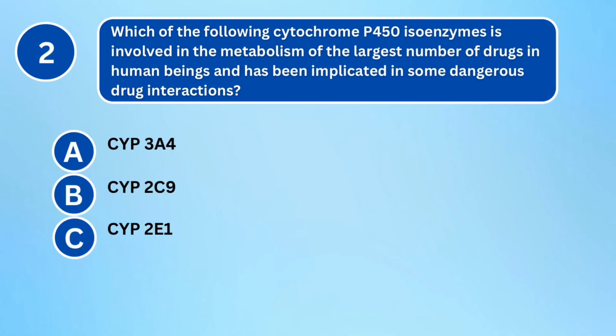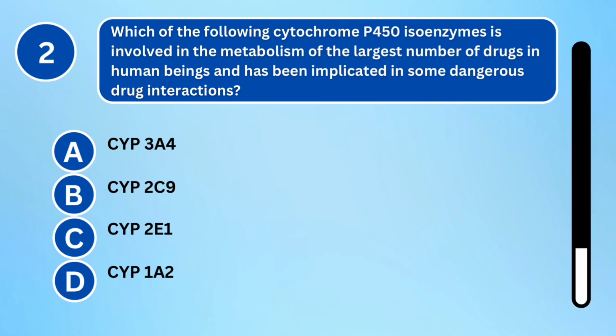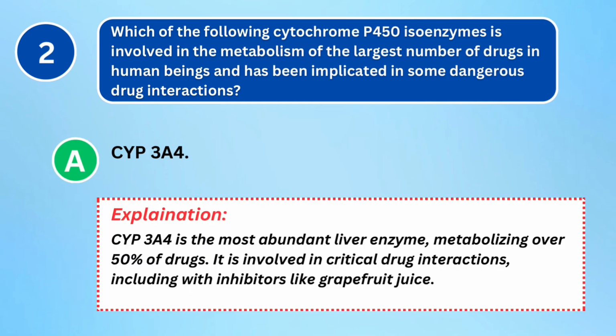Which of the following cytochrome P450 isoenzymes is involved in the metabolism of the largest number of drugs in human beings and has been implicated in some dangerous drug interactions? A. CYP3A4. B. CYP2C9. C. CYP2E1. D. CYP1A2. Correct answer, A. CYP3A4.